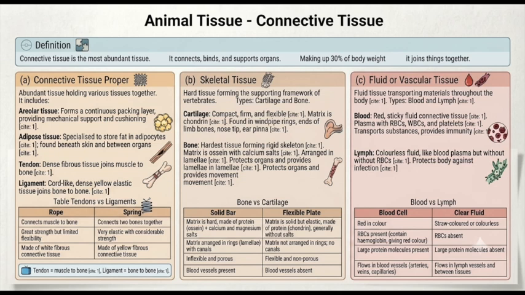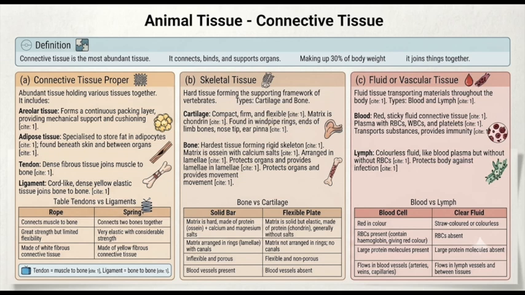Skeletal tissue. Skeletal tissue is the hard connective tissue that forms the supporting framework of the body of vertebrates, the endoskeleton. It is of two types, cartilage and bone. Cartilage is a specialized connective tissue that is compact and firm but still flexible. Its matrix is a ground substance called chondrin, with fluid spaces called lacunae.